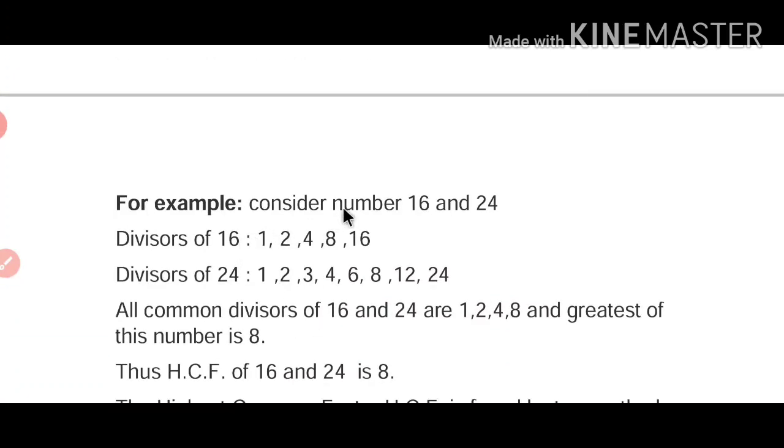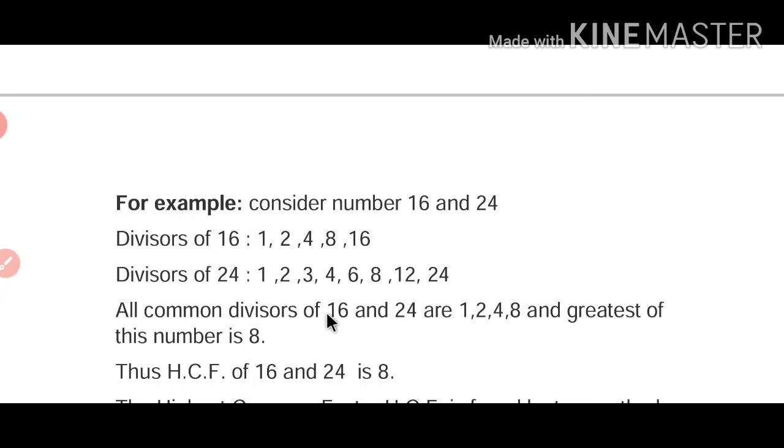For example, consider the numbers 16 and 24. The divisors of 16, meaning the factors of 16, are 1, 2, 4, 8 and 16. It means 16 is divisible by this many numbers. Same here, the divisors of 24. It means 24 is divisible by 1, 2, 3, 4, 6, 8, 12 and 24.